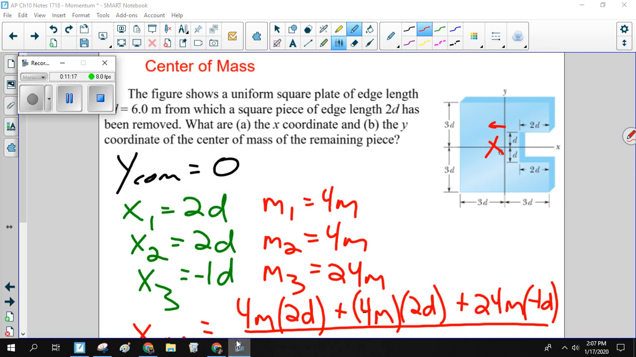All right, not too bad. I think we got time to do our last one. Okay, so that is that. Break it up into chunks. Treat each chunk as having a mass proportional to its area and a location at its geometric center.